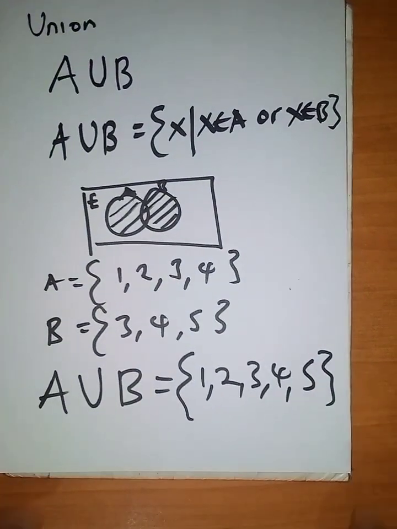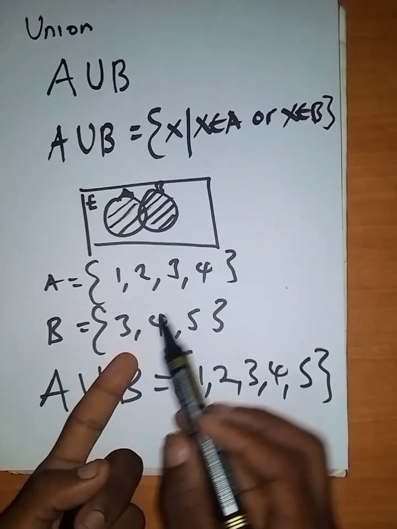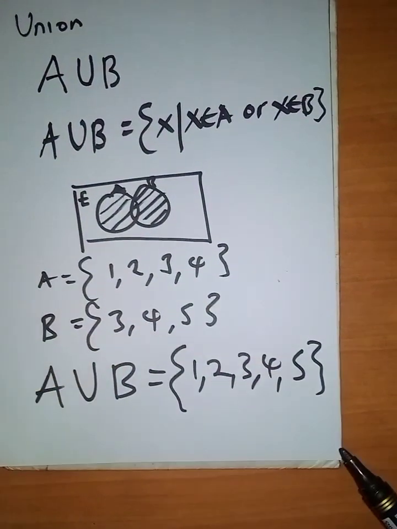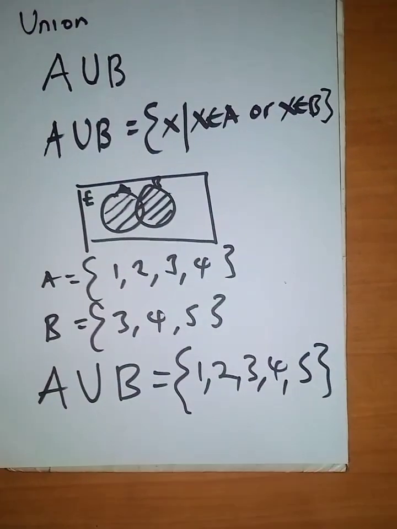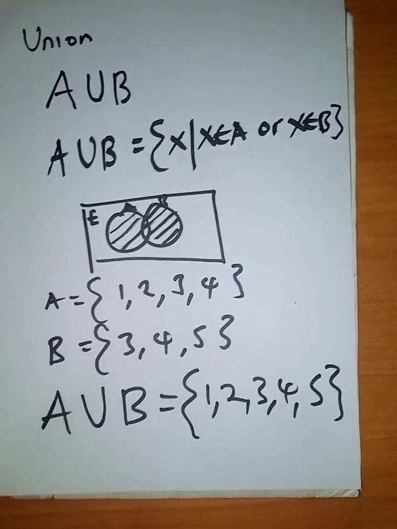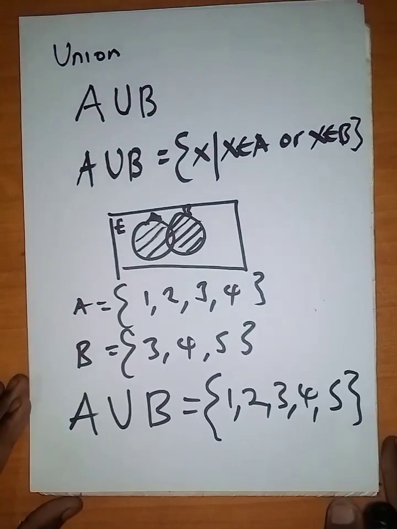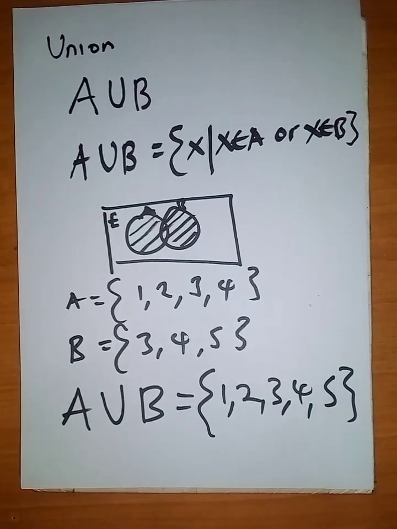Okay, this is what it means. You've unified. Of course, you're not writing these twice, because you're not going to write 4 3s and 4 2s, because these elements are existing in both sets, so you just write them once.